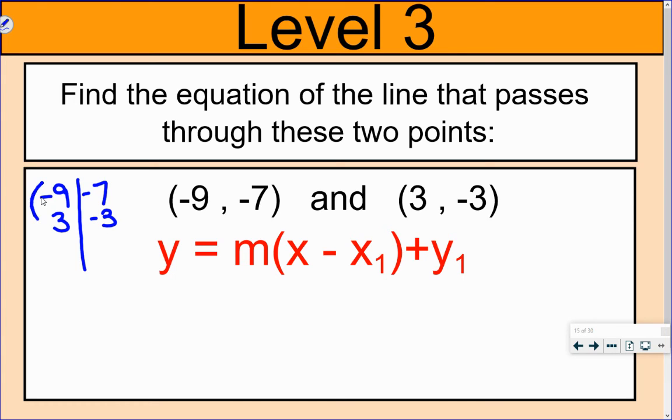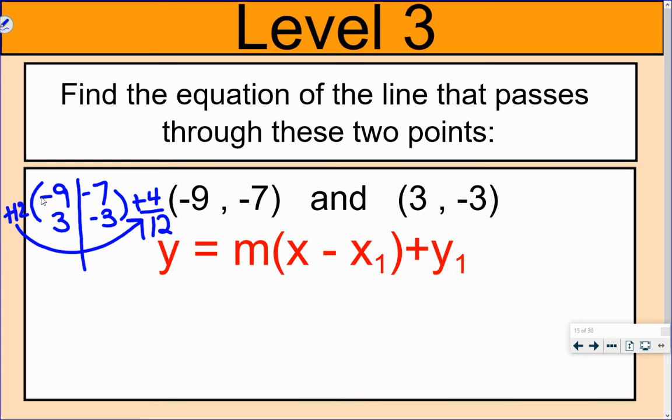Okay, so how do I get from negative 9 to 3? Well, I'm going up 12. How do I get from negative 7 to a negative 3? That seems confusing, but that's actually going up 4. If you're not sure what to do, once again, you take the second number and you subtract the first number, okay? And that would give you a positive 4.